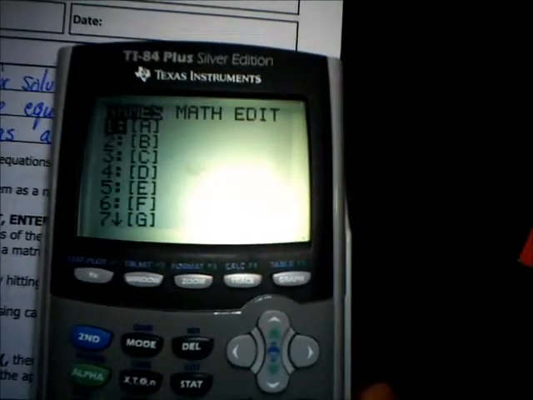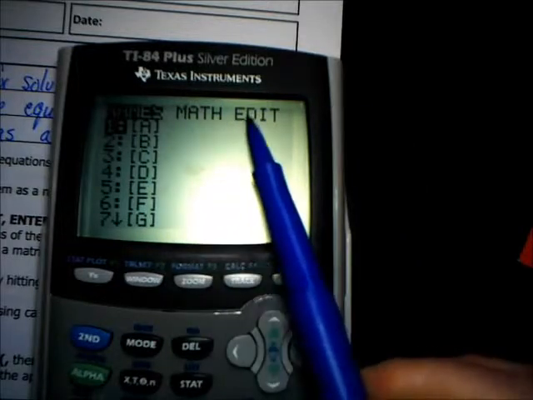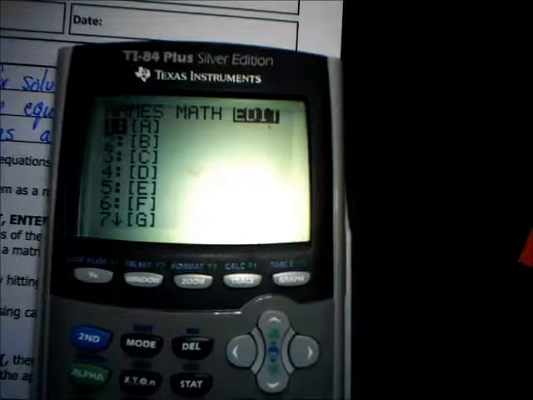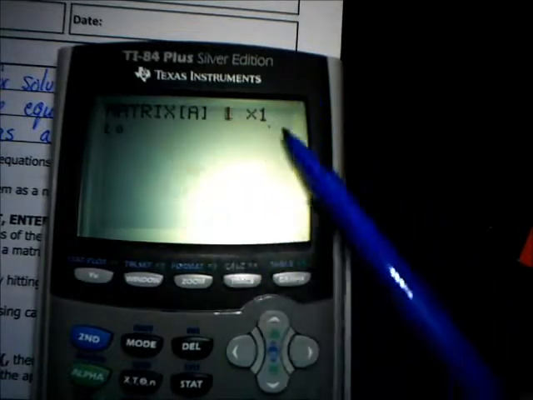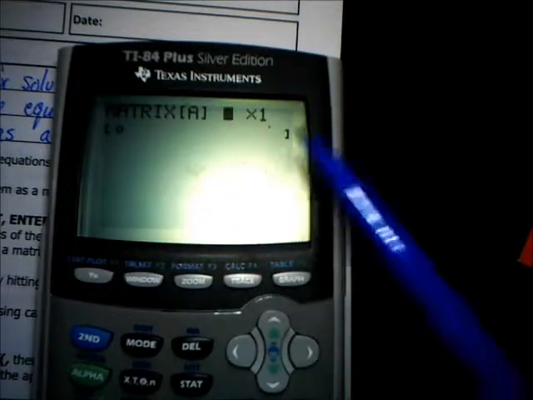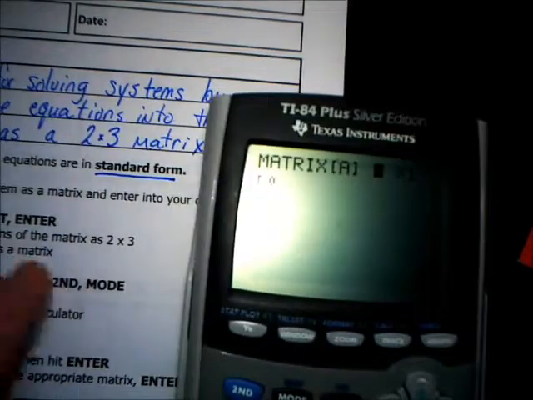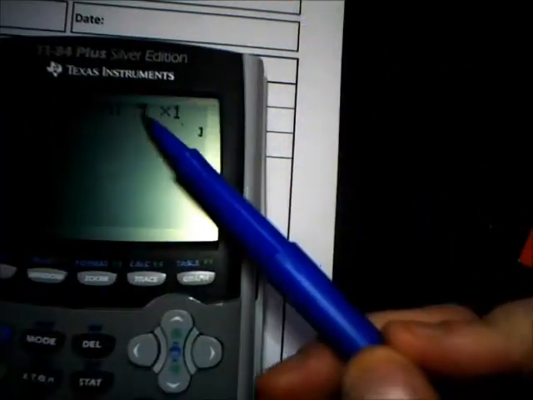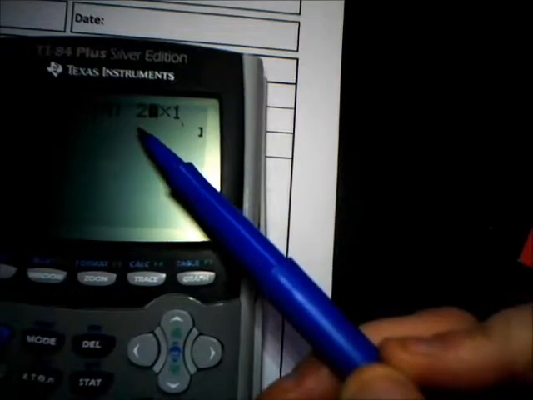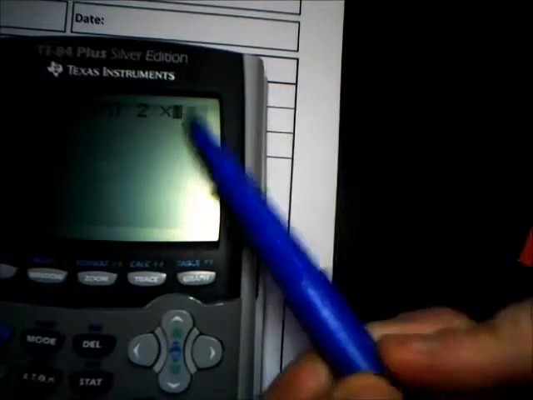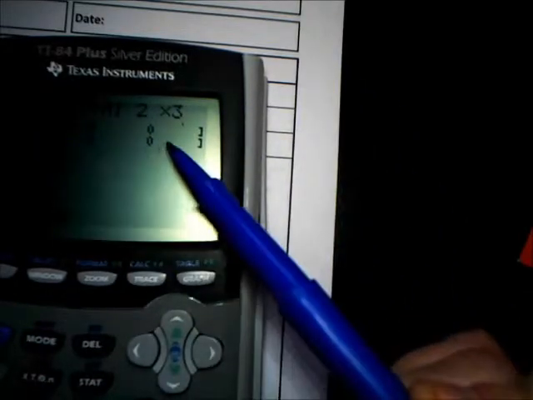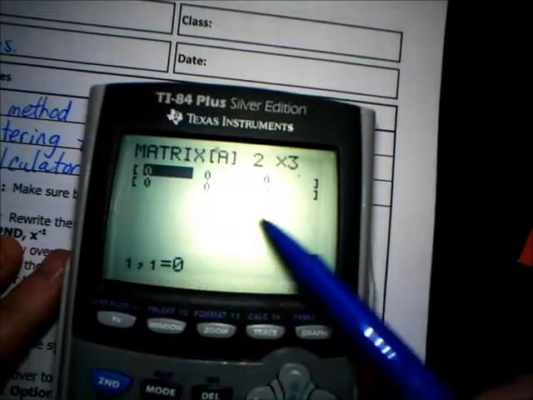B says arrow over to the word edit, so I'm going to go to the right to the word edit, and I'm going to enter right there at that point, and I should have this on my screen. And then on C it says enter the dimensions of your matrix, which is a 2 by 3. So it should be blinking on the 1. I'm going to enter a 2, and I'm going to arrow over to the second one and put a 3 and enter, and notice I've got a bunch of zeros now on my screen.